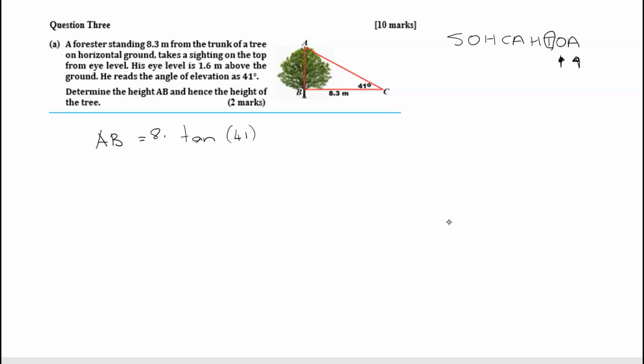And I like to do it that way, but it doesn't make any difference if you use your brackets carefully. Okay, so then we get 7.22 meters. And then there's a bit of information that we haven't used. We haven't used the fact that his eye level is 1.6 above the ground. So the total height is going to be 7.22 plus 1.6. It's going to be in meters, so 8.82.